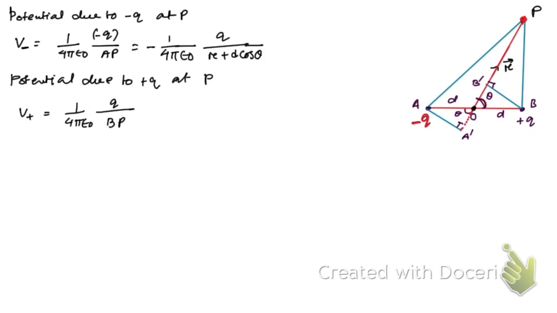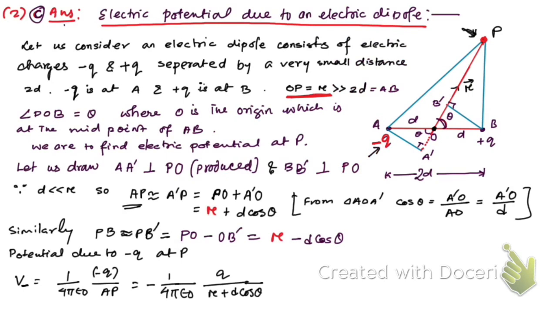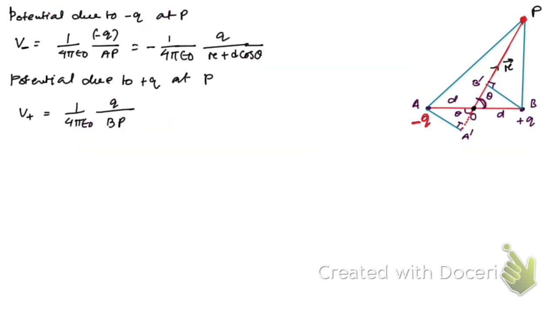And we have BP is equal to, let me go to the previous slide. Here you can see we have PB or BP, same thing, that is equal to R minus d cos theta. So let me write here 1 by 4 pi epsilon naught Q by R minus d cos theta. That's what we have got.